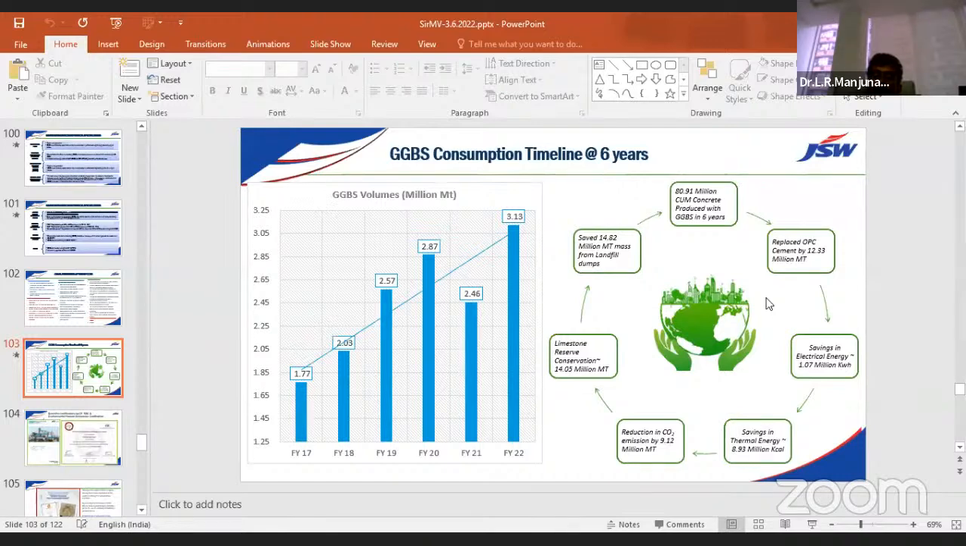Reduction in CO2 emissions, which is very important, 9.12 million metric tons of CO2, equivalent to planting 9.12 million trees. Imagine, 90 lakh trees plantation we have done using this product. It's equivalent to that actually. Limestone conservation is about 14.05 million tons. And also saved landfill mass of 14.82 million metric tons from landfill dumps. So these are the various advantages of using GGBS. This is what we have done in the last 6 years.